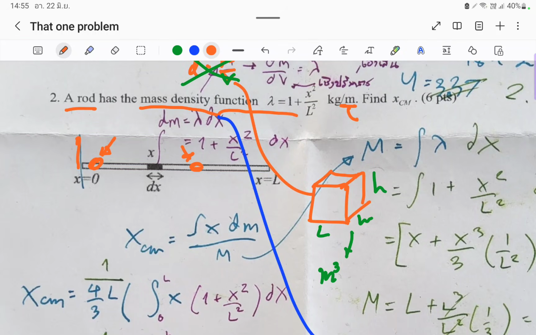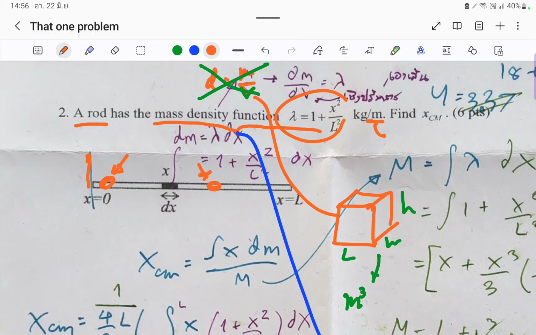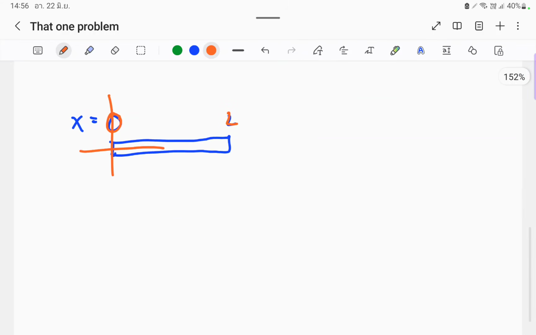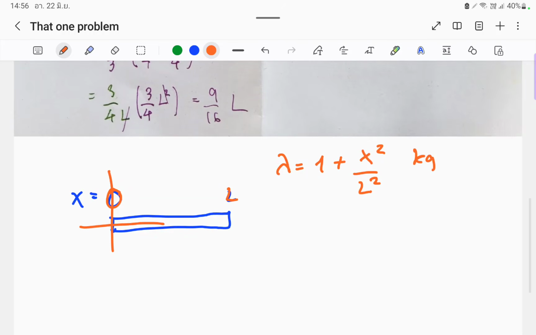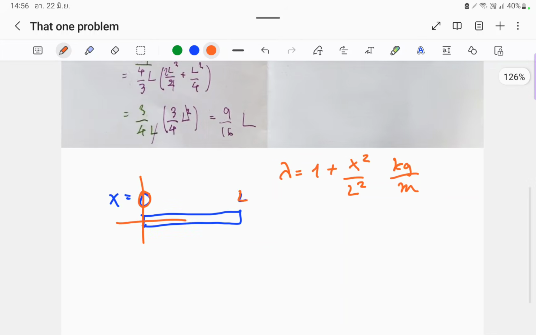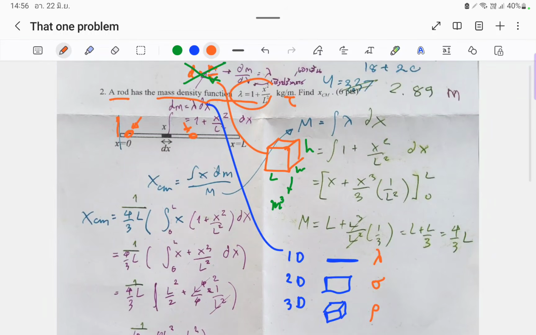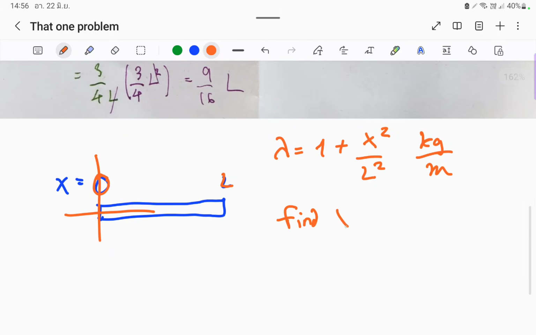But the key is that this density is a function that depends on x. You can look at this thing right here. I will write it on another page because this looks messy enough. We have lambda equal to 1 plus this, in kilogram per meter. It's important to write the correct unit so you know what it is. And then we find the x_cm.